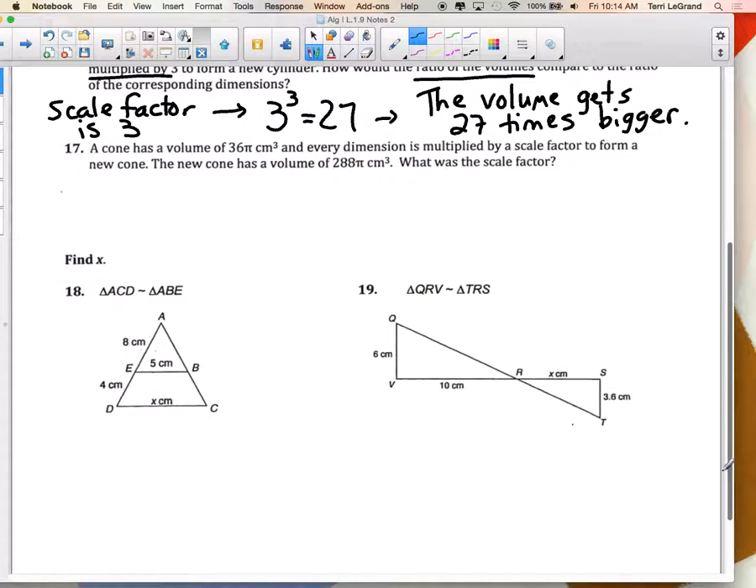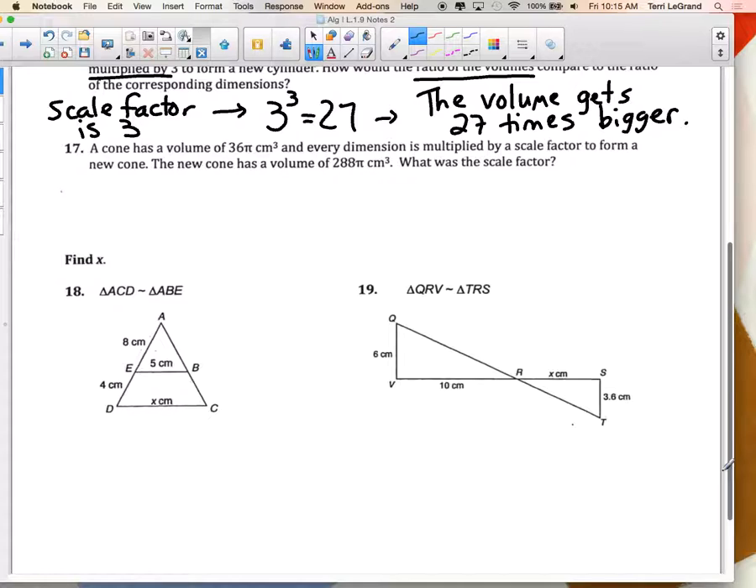A cone has a volume of 36 pi centimeters cubed, and every dimension is multiplied by a scale factor to form a new cone. The new cone has a volume of 288 pi centimeters cubed. What was the scale factor? Well, did the volume get bigger or smaller? Bigger, so we should have a scale factor that's bigger than 1, right? Okay, so how are we going to find it?